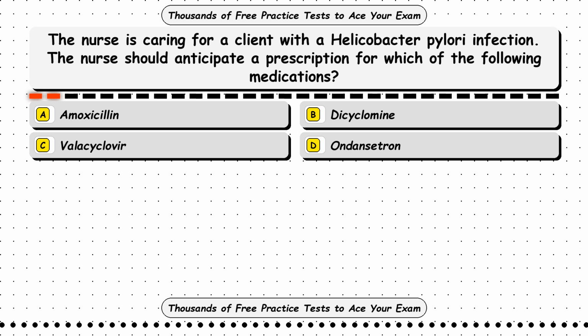The nurse is caring for a client with a Helicobacter pylori infection. The nurse should anticipate a prescription for which of the following medications? Option A, amoxicillin. Option B, dicyclomine. Option C, valacyclovir. Option D, ondansetron.